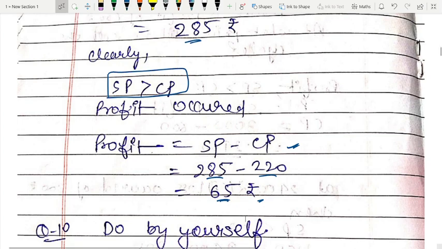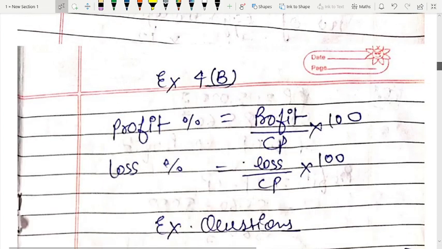Now question number 10 you will do by yourself as homework.